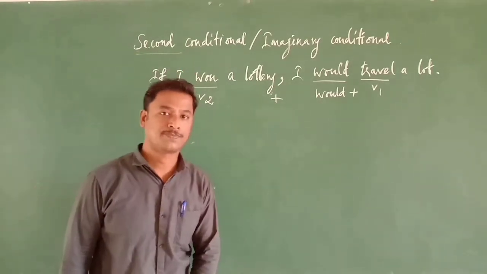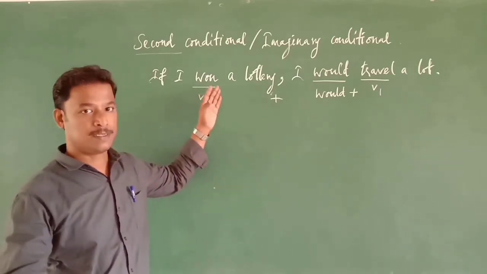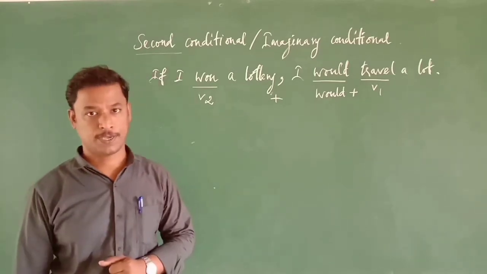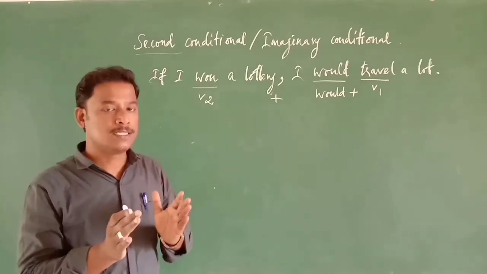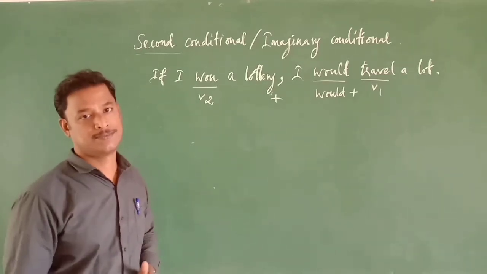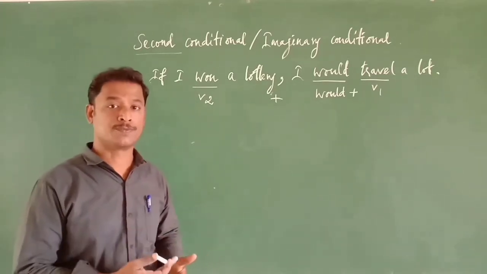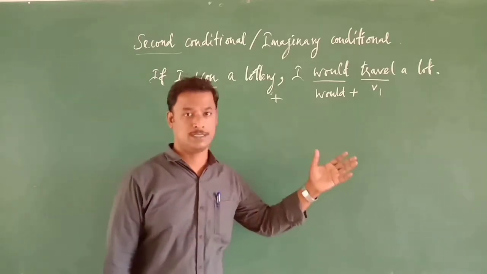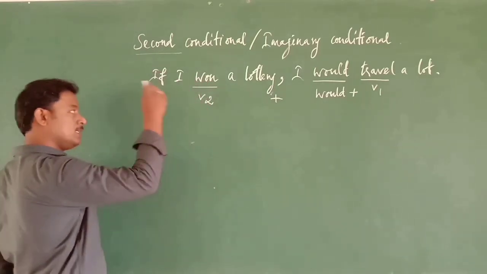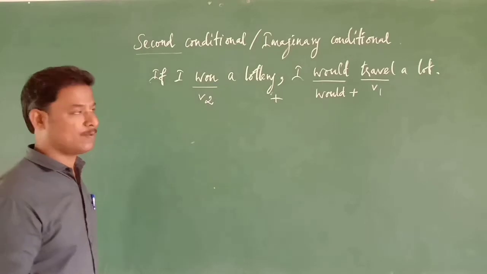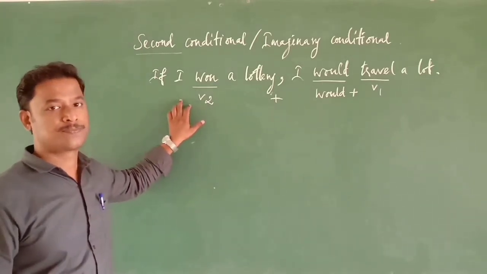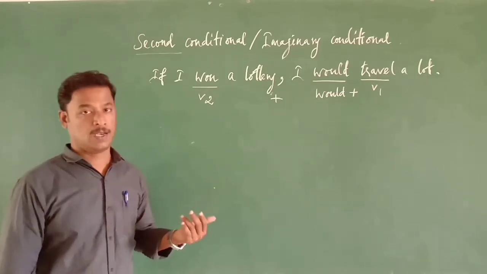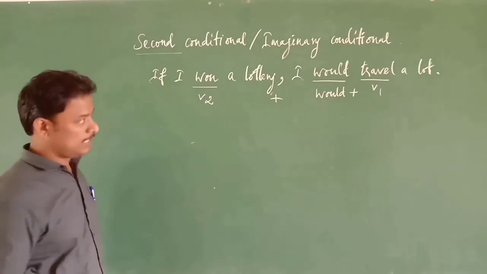Okay. Imagine it is not happening now, or it will not happen in future. You cannot predict that. You can imagine this situation in your imaginations only. That may be happening in future, but you cannot assure that situation. You cannot assure the result. If it is happening in your imagination only, you think that, if I won a lottery, I would travel a lot. Let me give the next example.